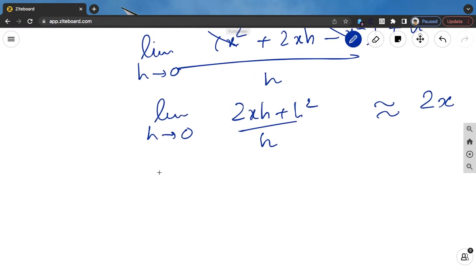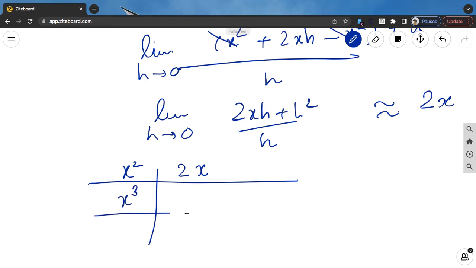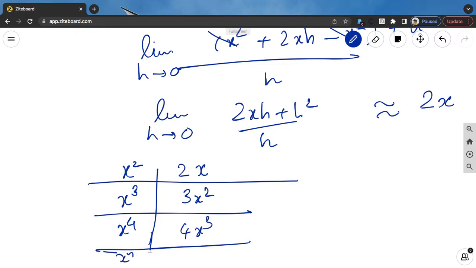Similarly, you used a similar approach and said, well, if the function is x square, the derivative was 2x. If the function is x cube, the derivative is 3x square. If the function is x raised to 4, the derivative is 4x cube. Therefore, if the function is x raised to n, then the derivative is n times x raised to n minus 1.